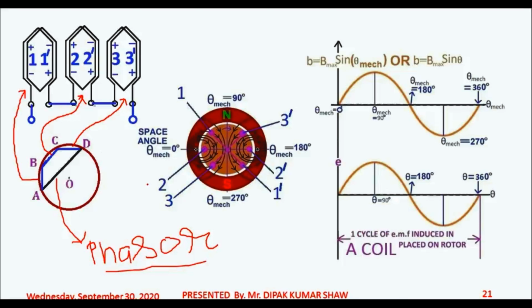Because the peaks of the induced EMF for these three coils, 1 1 dash, 2 2 dash and 3 3 dash, do not happen at the same time. Rather, they are separated in time by gamma degree. That means between AB extended and BC, there should be gamma degree phase difference. Likewise, between BC extended and CD, there should be gamma degree. That is the difference. So this was for your 2 pole case.